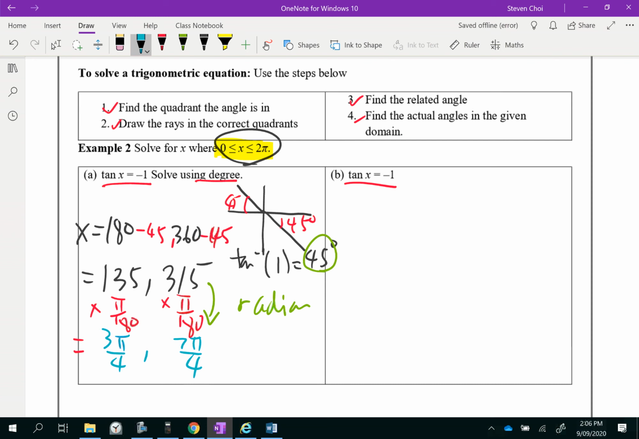Okay, and the next bit, listen. Shh. This is method 1.